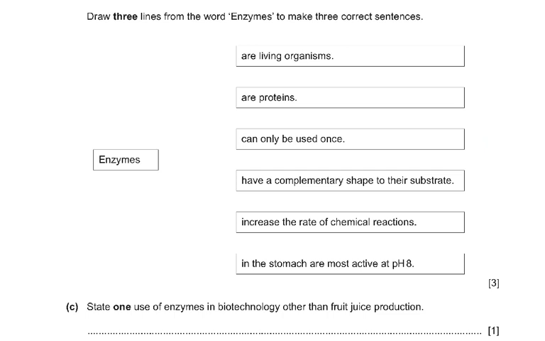Enzymes are living organisms. Enzymes are proteins. Enzymes can only be used once. Enzymes have a complementary shape to their substrate. Enzymes increase the rate of chemical reactions. Enzymes in the stomach are most active at pH 8. Well, you know which ones are correct. So basically, it was very simple. Enzymes are proteins, that was correct. Enzymes have a complementary shape to their substrate, and enzymes increase the rate of reaction.